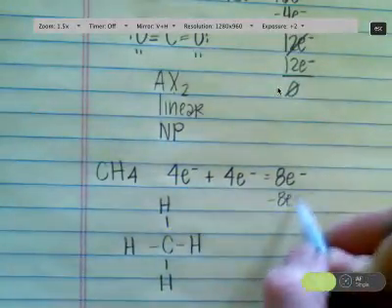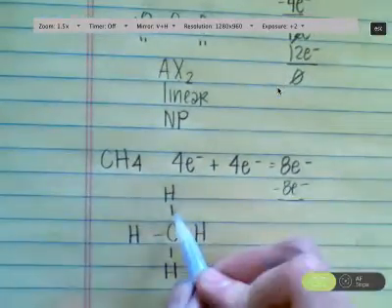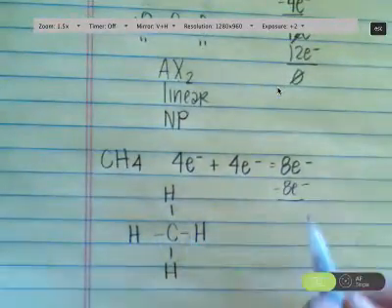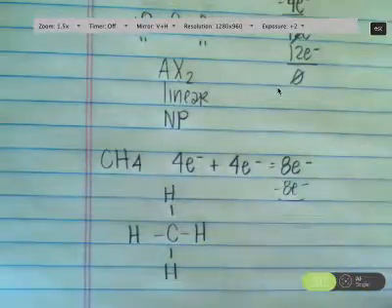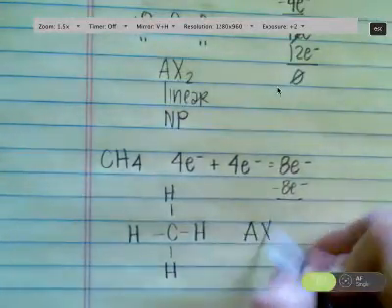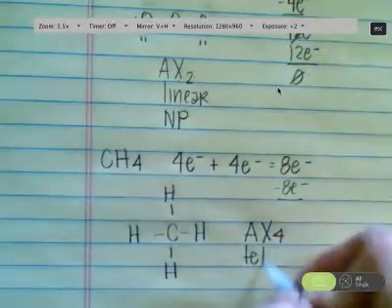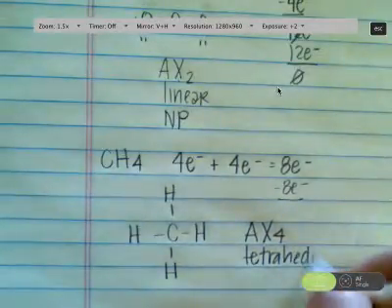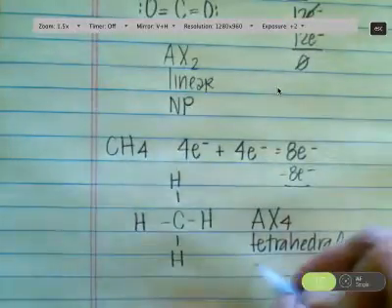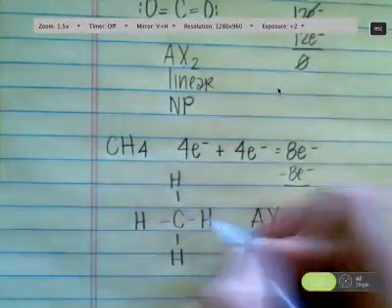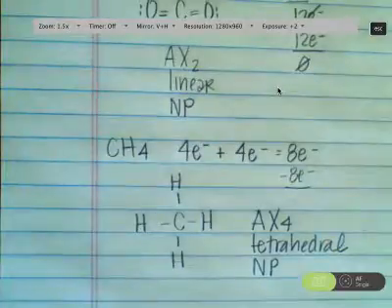I have none left. Is it okay if hydrogen only has 2 around it? Yes, it's an exception, right? So, nothing left. Central atom? Yeah, AX4 is tetrahedral. Polar or nonpolar? Nonpolar. 4 of the same pulling on the central atom.